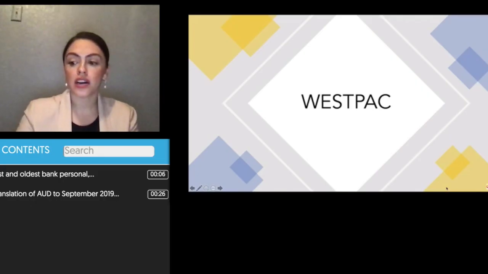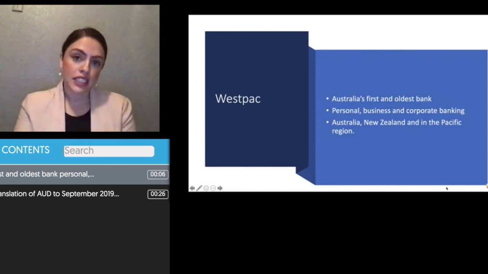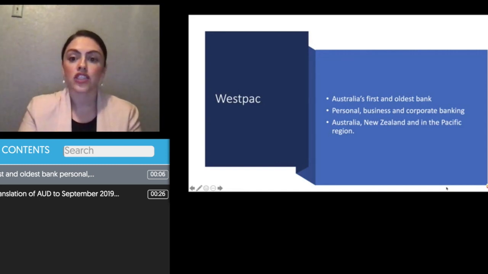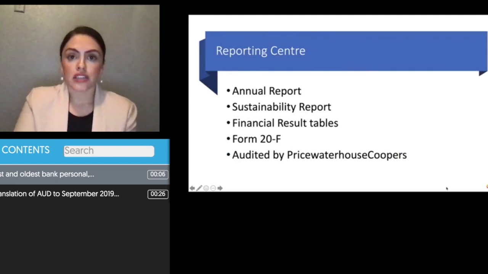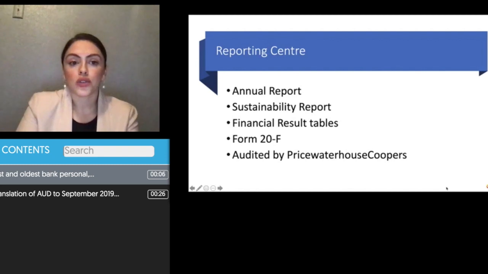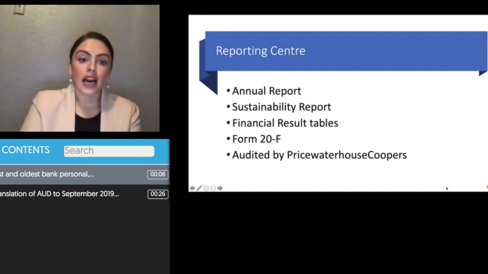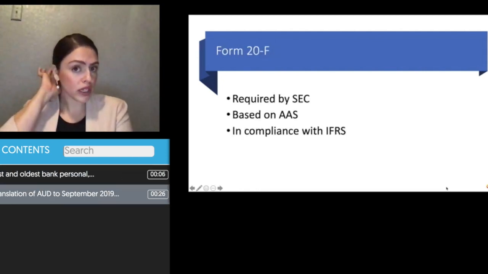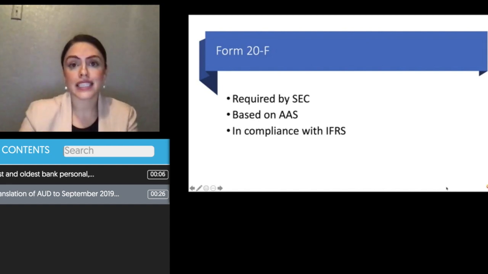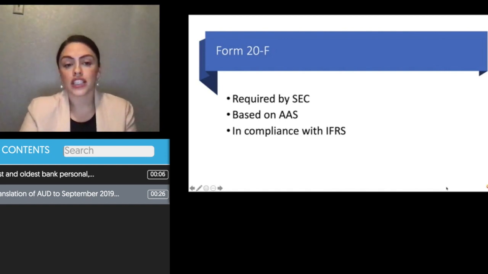Bank, which is Australia's first and oldest bank. It provides services for personal, business, and corporate banking throughout New Zealand, Australia, and in the Pacific region as well. Every year, they have a reporting center for its shareholders, which includes an annual report, a sustainability report, and a Form 20F. All of these are audited by PricewaterhouseCoopers. The Form 20F is required by the SEC, for all foreign companies that want to be listed on the New York Stock Exchange.